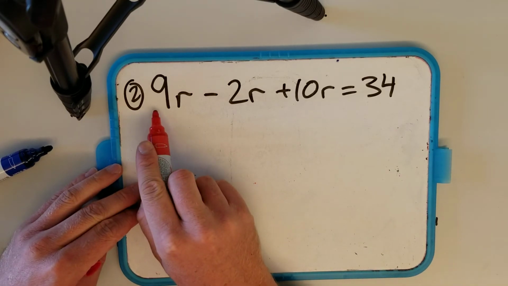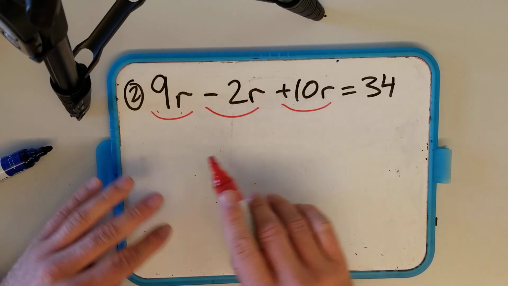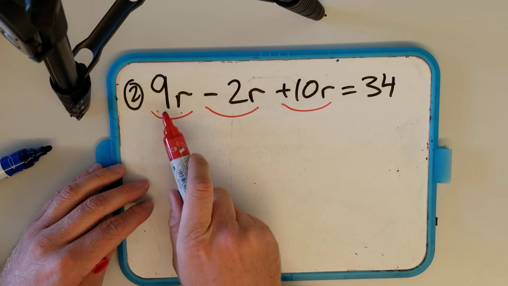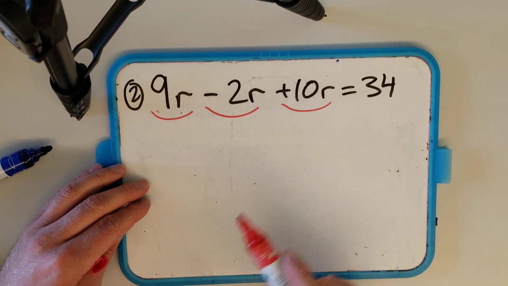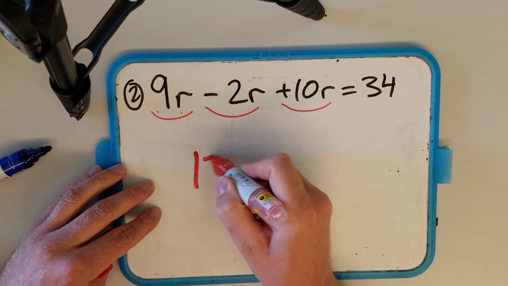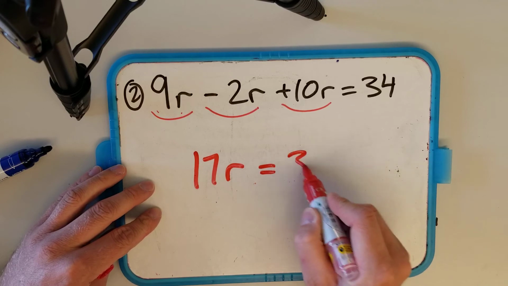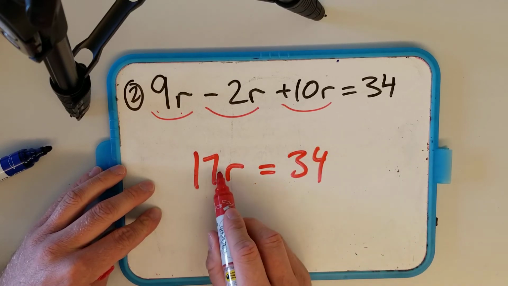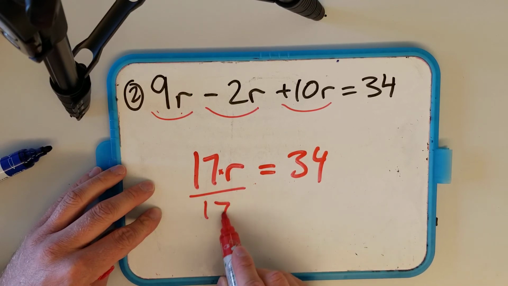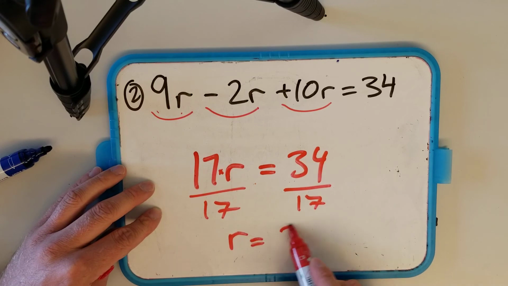Okay, in this one we have 9r, negative 2r, and 10r. Everything has an r in it, so we have no problem combining all of these terms together. We just have to do 9 take away 2 plus 10. Okay, so 9 take away 2 is 7, plus 10 is 17, with the letter r, is equal to 34. And because we have multiplication happening here between the 17 and the r, we have to do the opposite, which is to divide by 17. So r is going to be equal to 2.